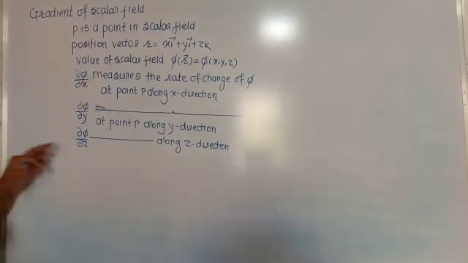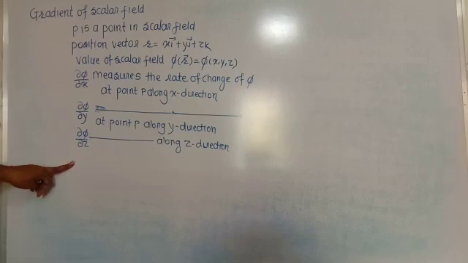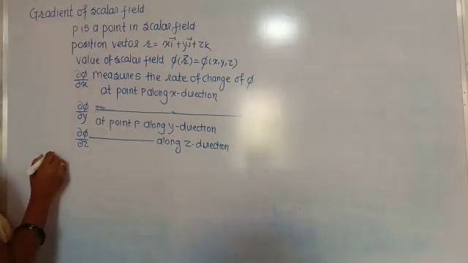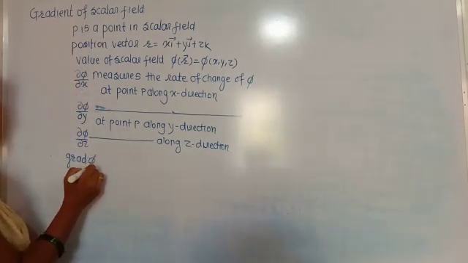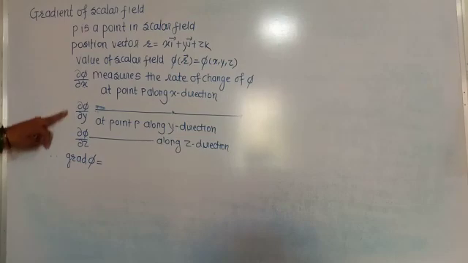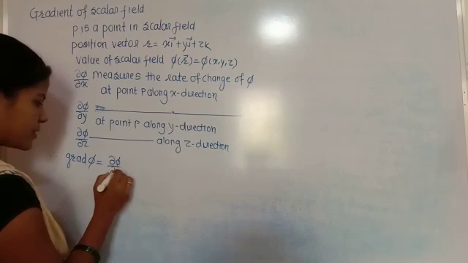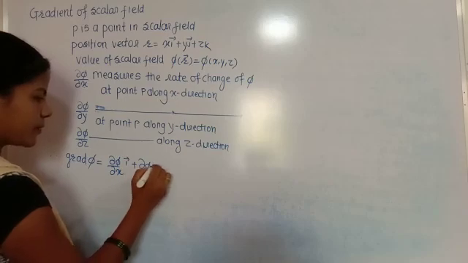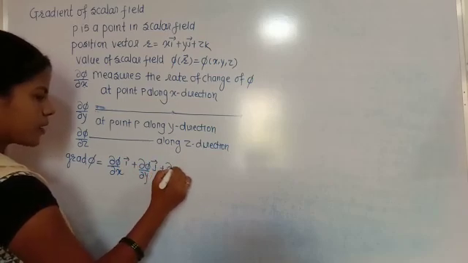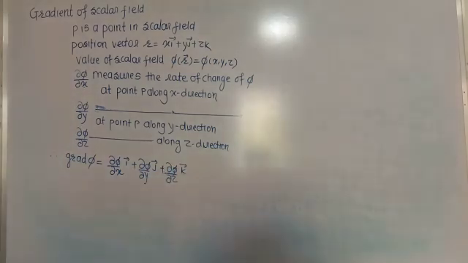So if we accumulate on one side del phi by del x, del phi by del y, and del phi by del z, and join these three, we get the gradient of phi. As a short form, grad phi is equal to, by joining these three partial derivatives, del phi by del x vector i plus del phi by del y vector j plus del phi by del z vector k. So this is the grad phi.